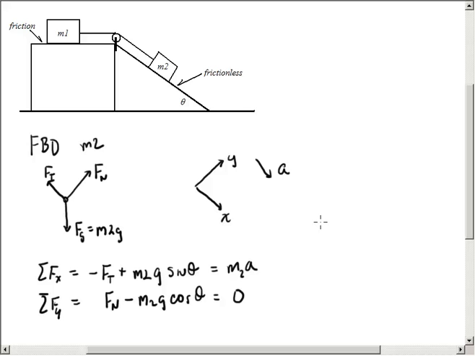Now, you should be able to understand where the sine theta and the cosine theta came from. If I extend my axis in this direction, the theta we're working with is this theta right here, the same as this theta right here. As we can see, the x component will be the sine of theta, and the y component will be the cosine of theta.